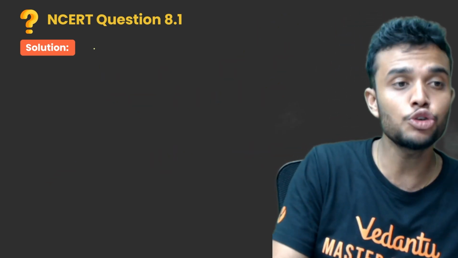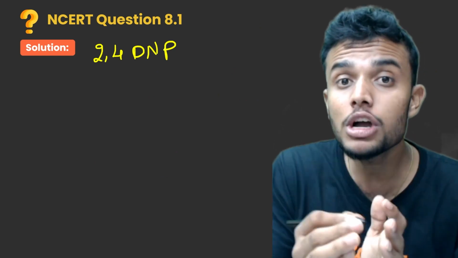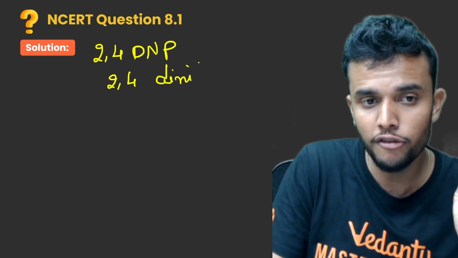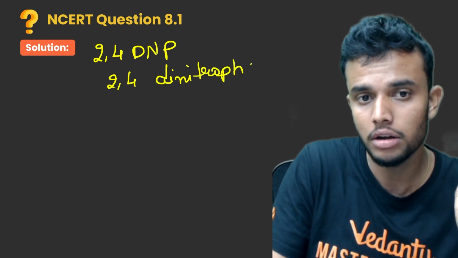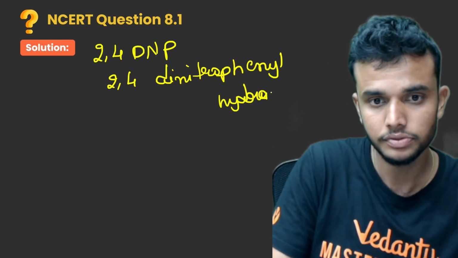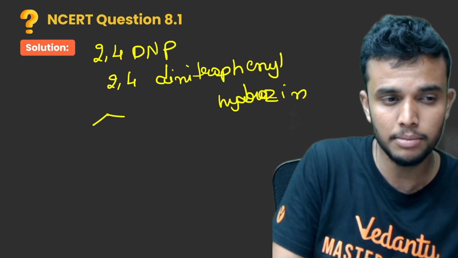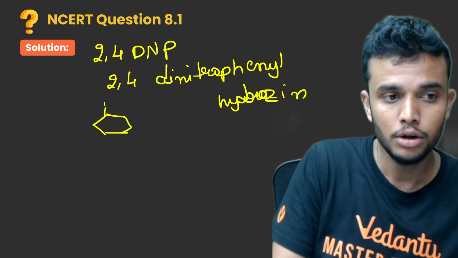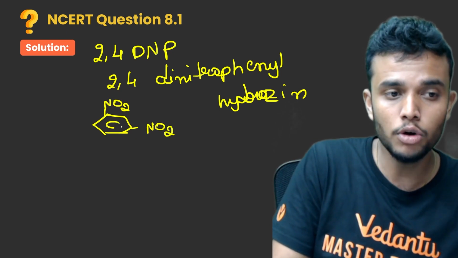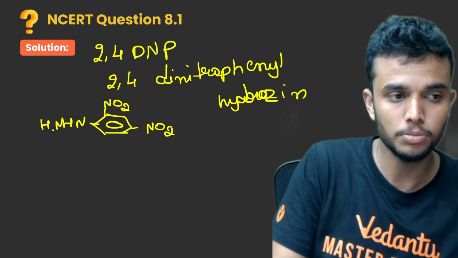The next one is the 2,4-DNP derivative. 2,4-DNP is nothing but 2,4-dinitrophenylhydrazine, and the derivative is a hydrazone. It has this structure: 2,4-dinitrophenyl. At the 2 and 4 positions a nitro NO2 group is present, and it has a hydrazine NH2 group.